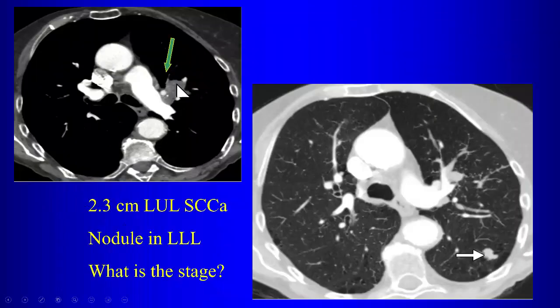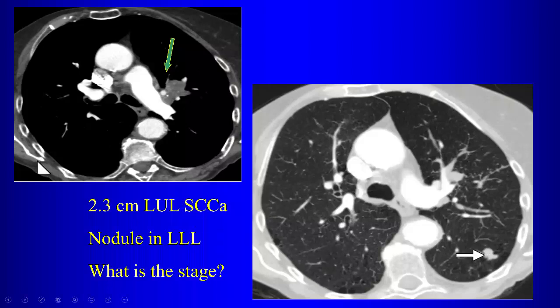Here we have a left upper lobe tumor. There's a nodule here in the left lower lobe, okay? So that nodule is outside of the primary tumor lobe, but it is still on the same side. So is that T3 or T4? That's T4, right? That makes it T4.